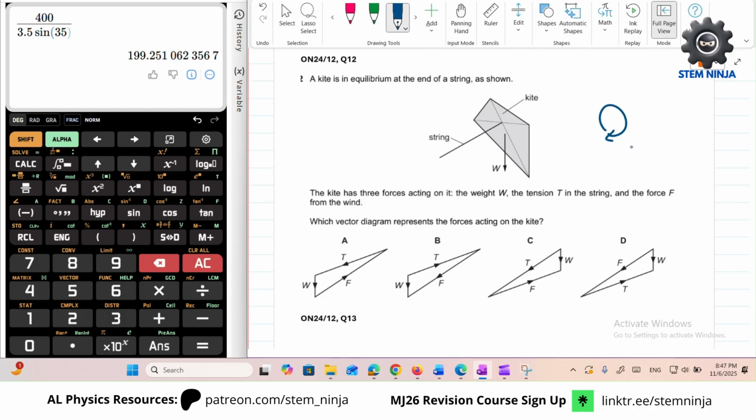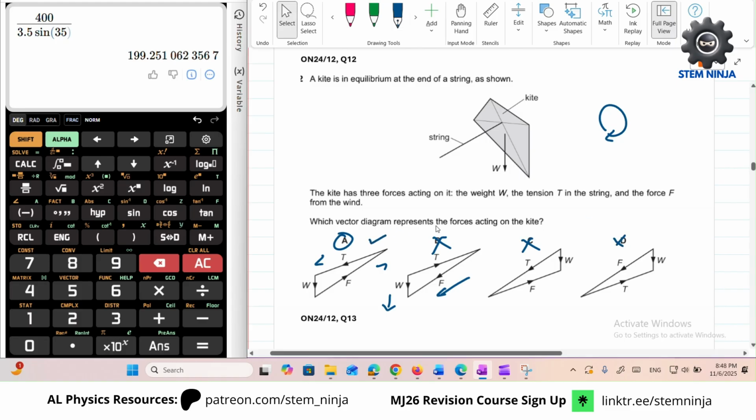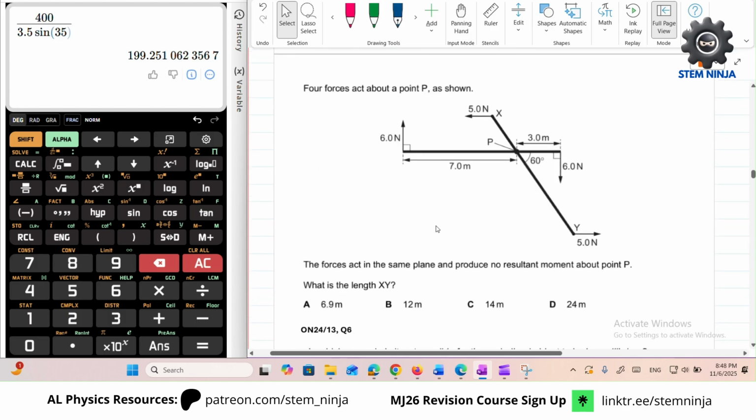So remember, a closed loop of directions. Weight going this way, force going this way, and tension going this way. So A is correct. Weight going this way, force going this way, no. No, and no. So A was the correct one. The directions are forming the closed loop.